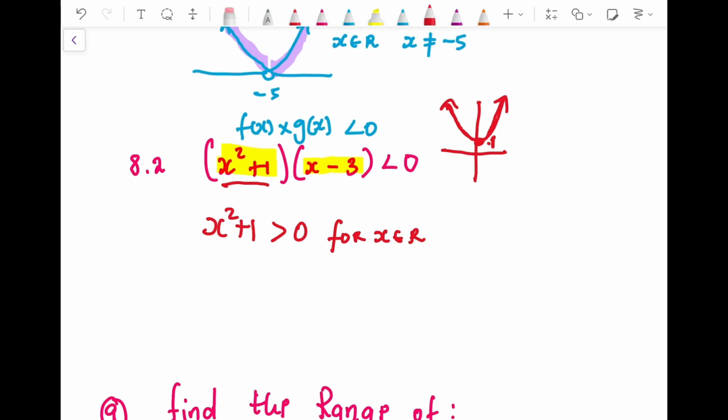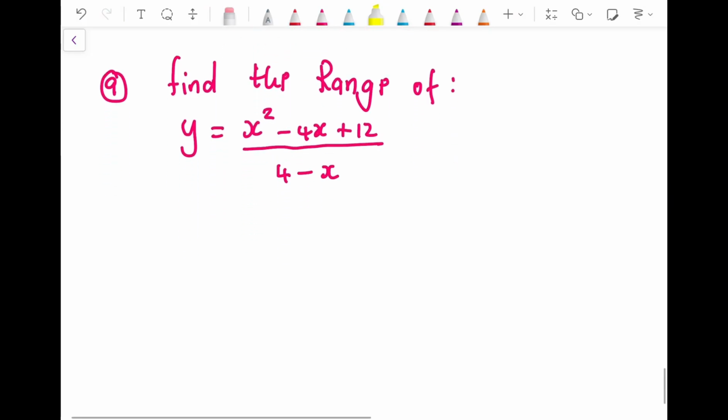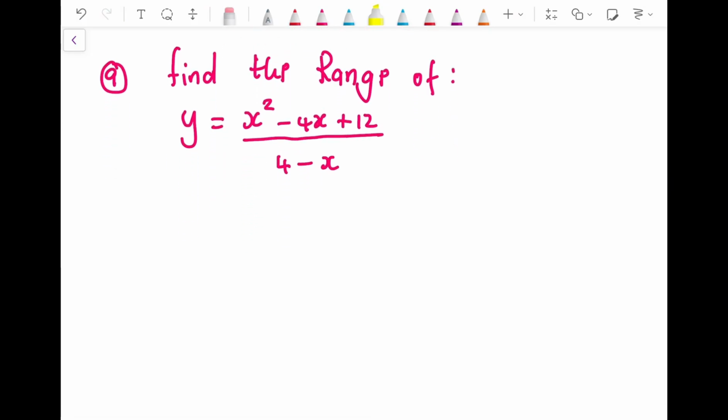So the only function that can be negative is this one. Therefore x − 3 is the one that can be negative. So the solution here is x is less than 3. Now let's move to number 9. Number 9 is a little bit tricky again. Let me drink water a little bit.